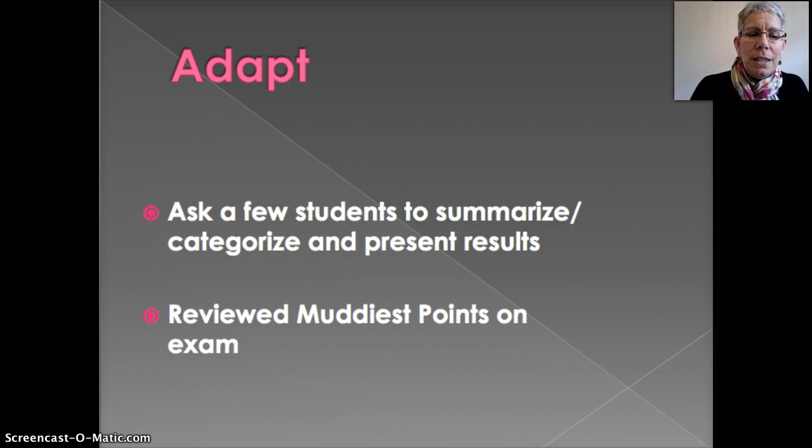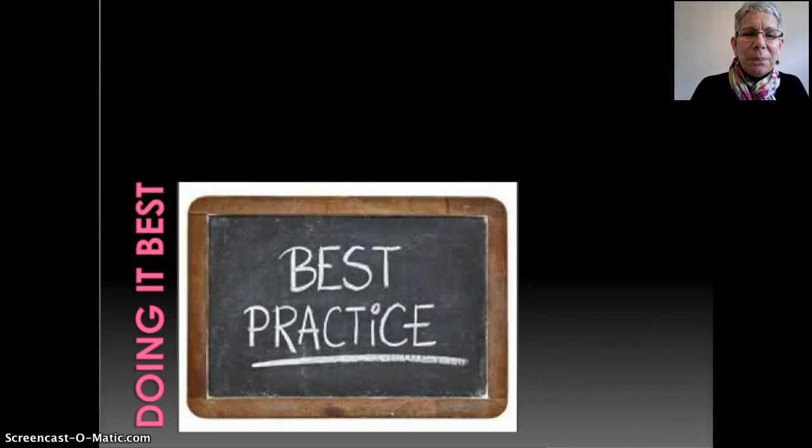You could also, at each class meeting after the muddiest point has taken place, have a few students categorize and summarize the data and present it to the class the next day, and a discussion would follow. You also could let students know that the muddiest points that have been reviewed may be on an exam.